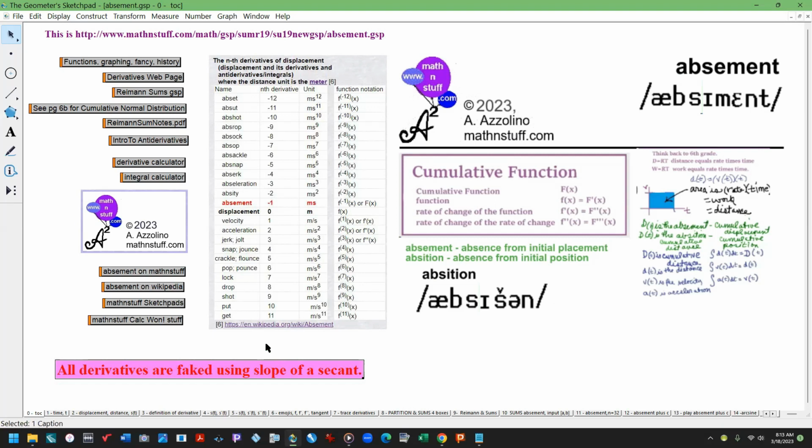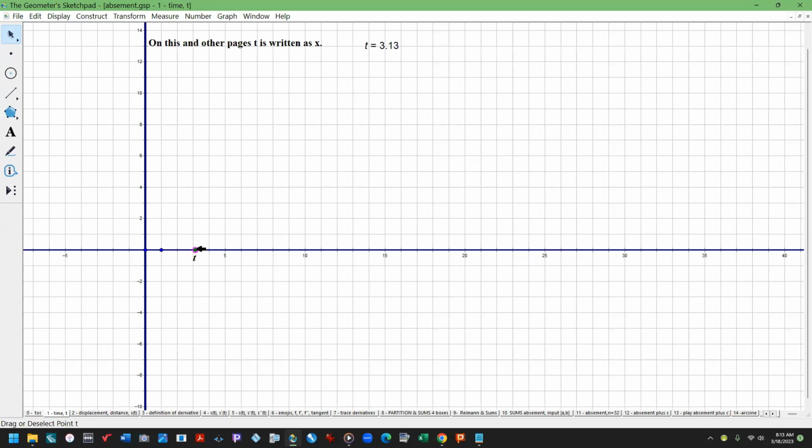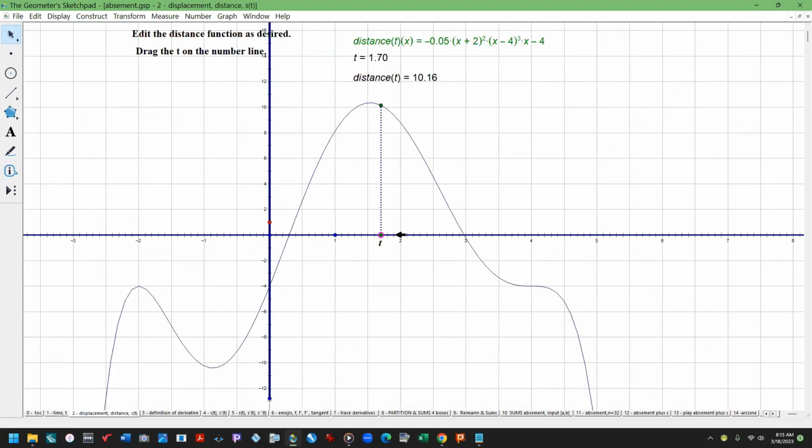Another thing it's important to know is all the derivatives in this sketch pad are fake. They're all using the slope of a very tight secant. Time, or the x value, can be moved. What that permits one to do is isolate the time and isolate the function value. In this case, we're using distance or displacement. And you just scroll it, drag it, and the values are available.